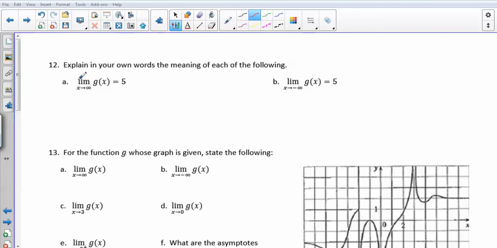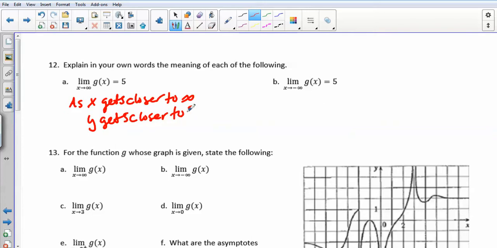So it's saying, literally, the limit as x approaches infinity of g of x equals 5, meaning as x gets closer to infinity, y gets closer to 5. And if that sounds a lot like end behavior, that's exactly what it is. You can also talk about the left side, so as x gets closer to negative infinity, y gets closer to 5.